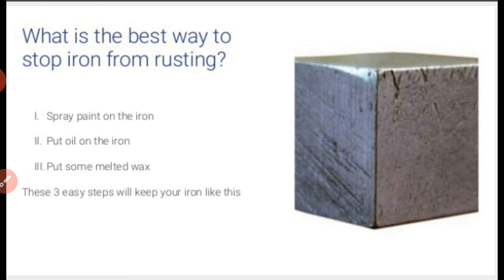The next way is to put oil on the iron. Any iron material, you can put oil on it, and this way you can stop the iron from rusting. The third way is to apply melted wax to any iron material, and this also stops rusting. These are three easy steps that will keep your iron like this.